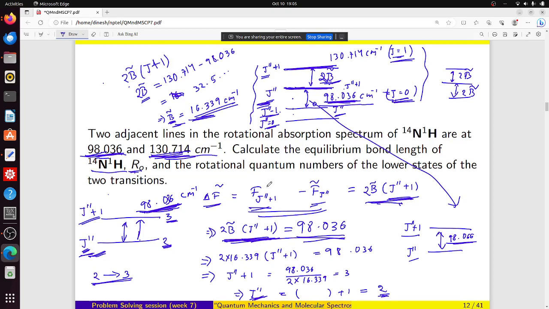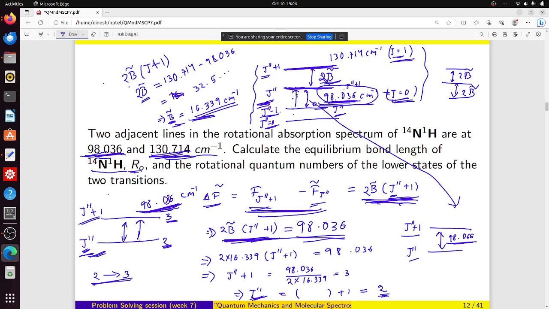Now we can tackle this problem in its absolute frame. The energy difference between any two states can be given by this formula, 2b tilde (j double prime plus 1), right? Now we don't know the value of j double prime. We want to calculate this j double prime. Let's assume this j double prime has a previous line, j double prime minus 1. So this much energy is required to make the transition from its previous state to this state.